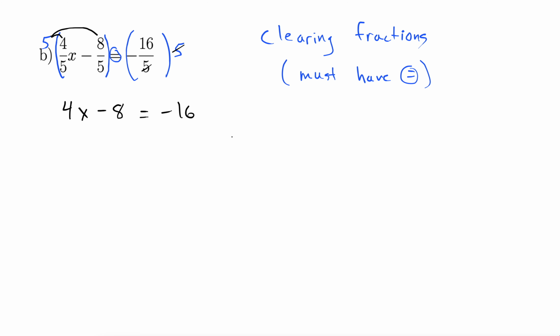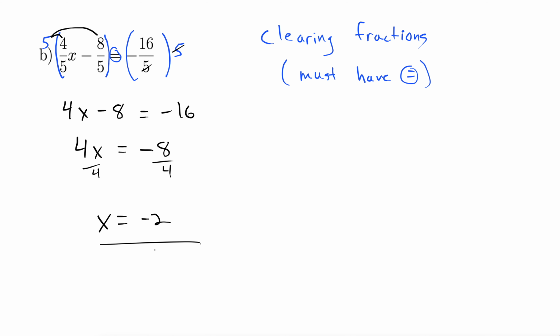Look how much simpler that is. It's a really useful trick. Now we can just solve for x like we've always done. 4x, I'm going to add an 8 to both sides. That gives us 4x equals negative 8. Divide both sides by 4. We get x equals negative 2.